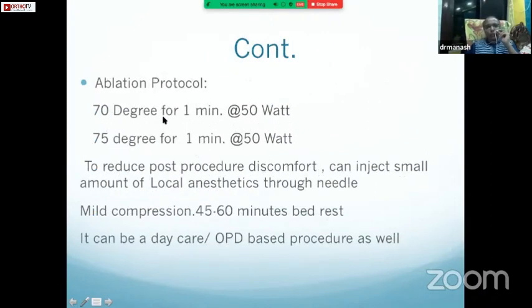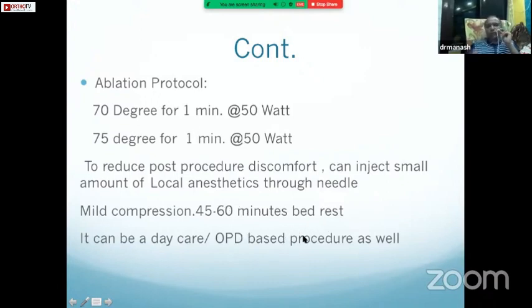The ablation protocol is always 70 degrees for 1 minute at 50 watt, and then a second ablation at about 75 degrees for 1 minute at 50 watt. To reduce post-procedure discomfort, we can inject a small amount of local anesthetic through the needle, and then apply mild compression. 45 to 60 minutes of bed rest is recommended. It can be a daycare and OPD based procedure.